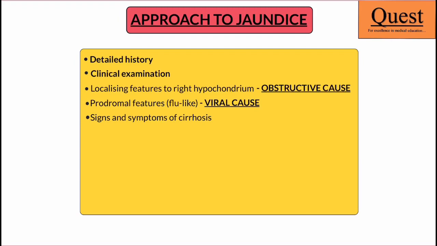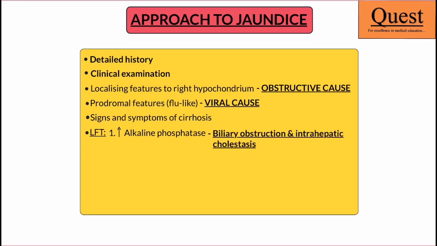But in the lab test, liver function test, especially alkaline phosphatase, is an important test. This enzyme is expressed in the hepatocytes and the cholangiocytes. And whenever there is biliary obstruction or intrahepatic cholestasis, there is an increase in the release of alkaline phosphatase in the blood. So if there is an increase in alkaline phosphatase out of proportion to other parameters of LFT, we can safely conclude that we are looking at obstructive etiologies.